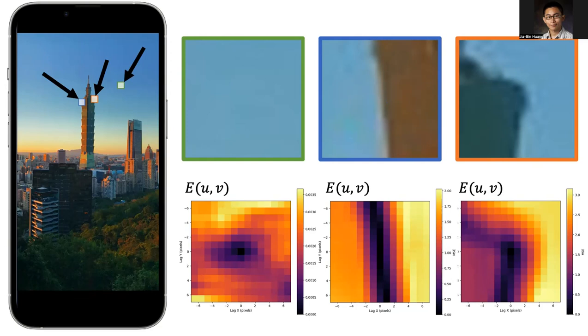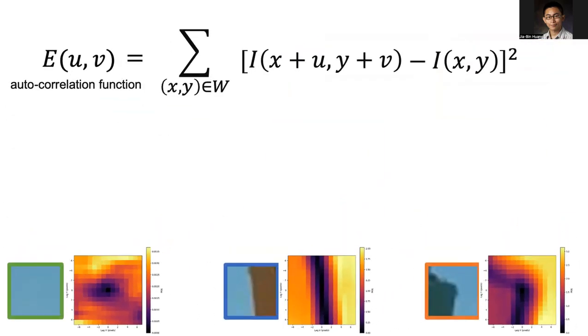On this patch, if you have corners, it is easier to track because no matter what the hypothetical motion is, you will see a large change. What it means is that no matter how you move, you will be able to identify the location and what the motion is. That's the basic concept. So this is E(u,v), this function is what we want to compute. Let's see what that looks like.